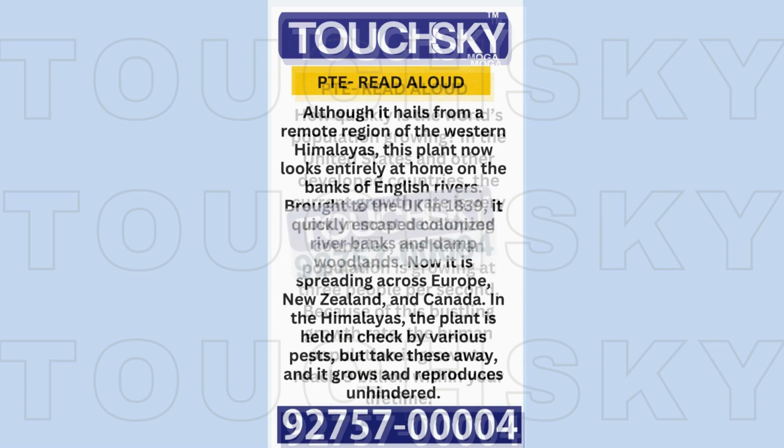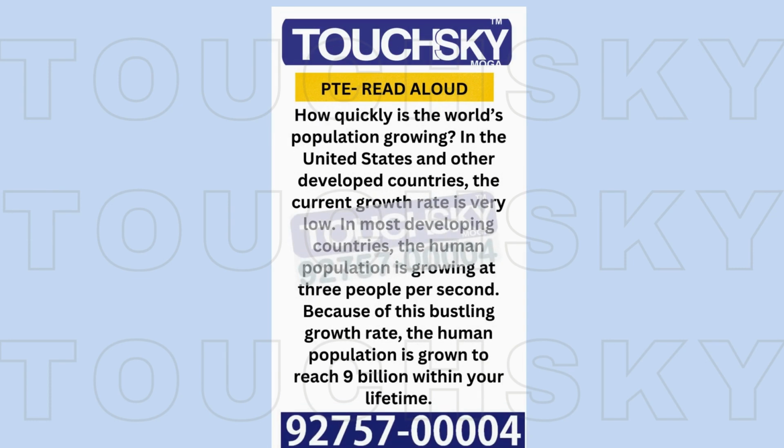How quickly is the world's population growing? In the United States and other developed countries, the current growth rate is very low. In most developing countries, the human population is growing at 3 people per second. Because of this bustling growth rate, the human population is going to reach 9 billion within your lifetime.